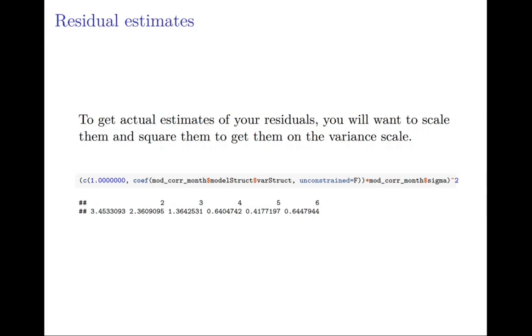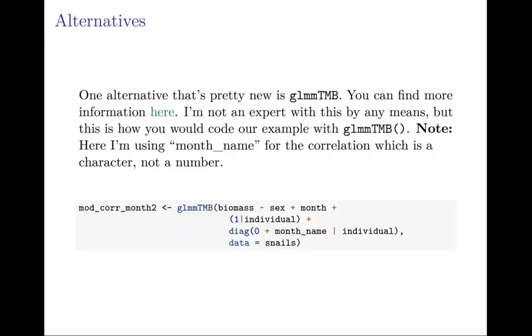So here's the code you want to use. You're probably going to have to look this up every time. And there are your estimates for each month of your actual residual variance of biomass consumed. Okay, so there are some alternatives to doing this.